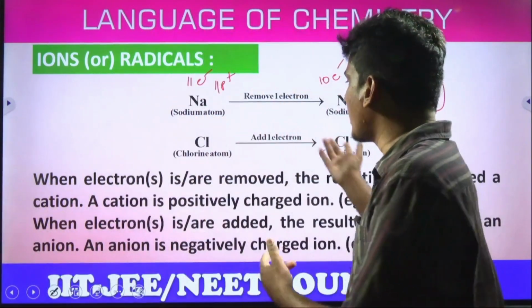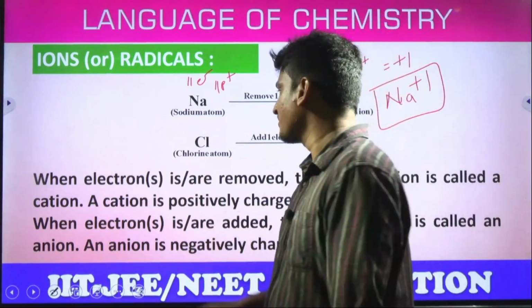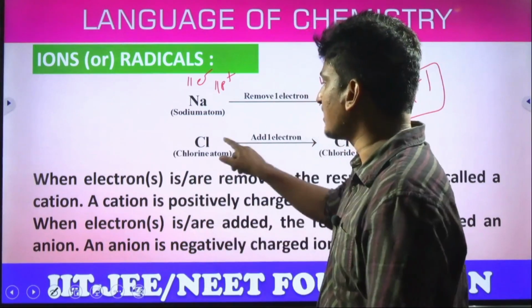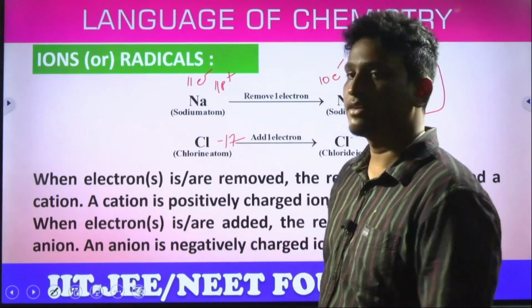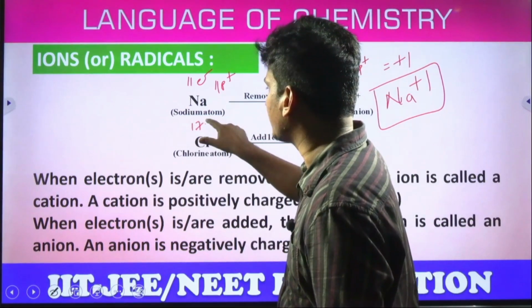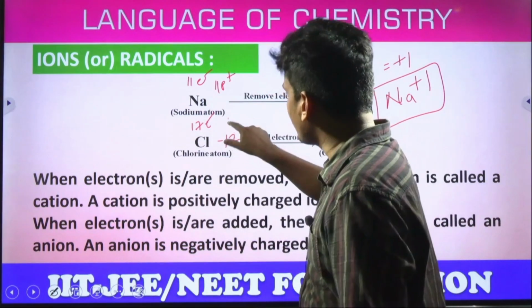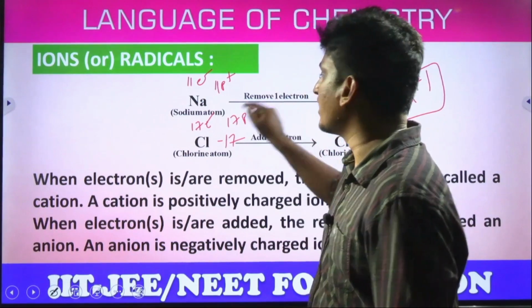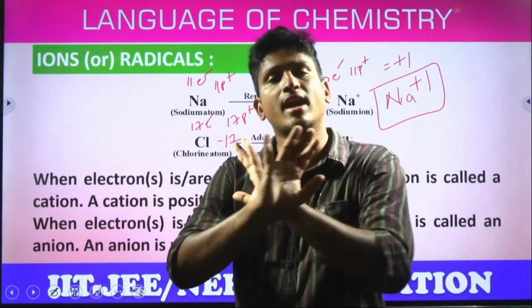Now we have one more example, in the case of anion, students. So chlorine atomic number is 17. How many electrons are there? Obviously 17 electrons. How many protons are there? 17 protons. That means plus 17 minus 17. How much? 0. All atoms are neutral, students.